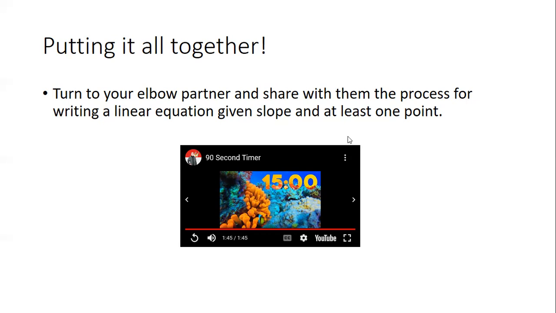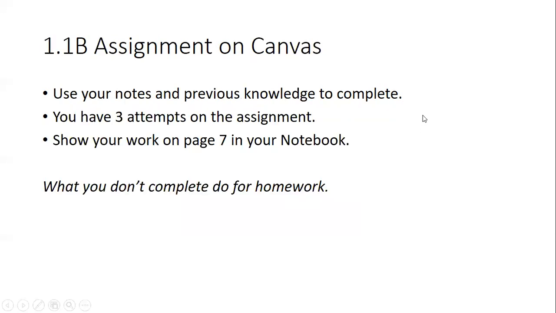All right, so for the remainder of class, you have an assignment on Canvas. This is our first assignment. It's the 1.1b assignment on Canvas. You're going to use your notes and previous knowledge to complete it. You are encouraged to work with each other and peer check while you're working. You're to show your work on page 7. So page 7 is where you're going to show your work for our activity. What you don't complete is due for homework.